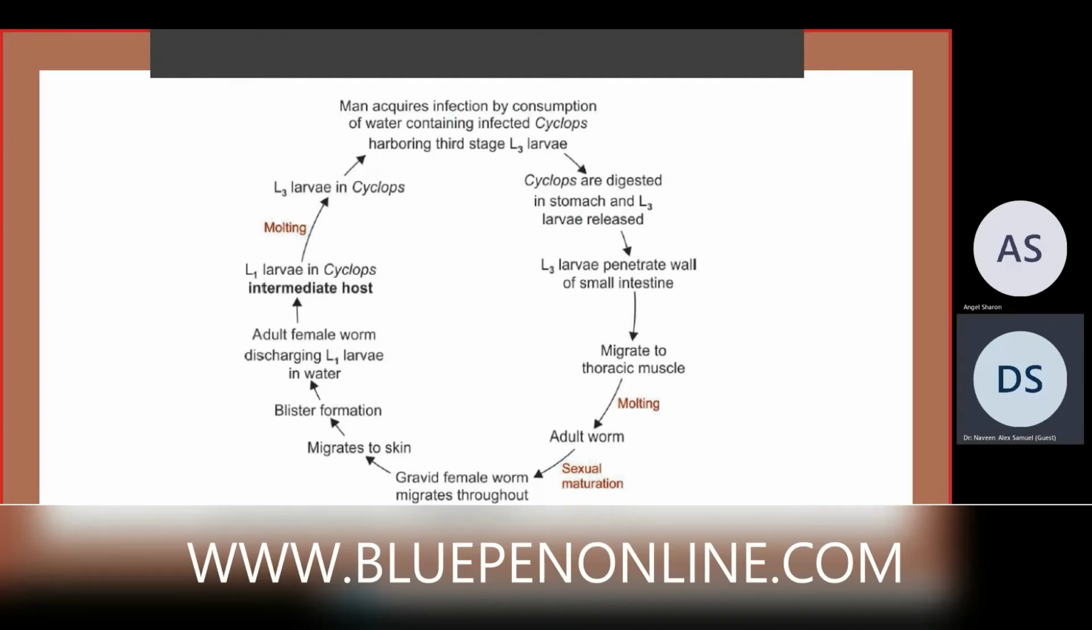So infection in man occurs by drinking or swimming in the water. When he swims in stagnant water, he will drink the water. Once he drinks it, the cyclops enters the small intestine. In the small intestine, it penetrates the intestinal wall and goes to the lungs. In the lungs, it matures into the adult worm, and the female worm is formed. This pregnant female worm moves from the lungs to the skin, and in the skin it forms blisters. From the blisters, the adult female worm sends out the first stage larva into the water when the person again swims in the water, and again the cycle repeats.